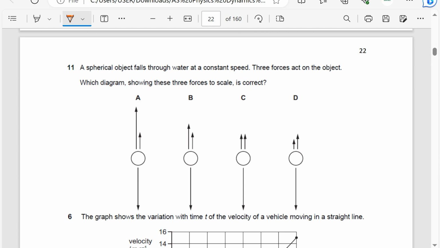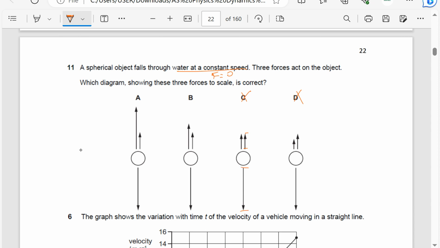If it is falling through water at a constant speed, the resultant force must be zero. So when you combine the two, you should get the force in opposite direction. So D and C are automatically out, because when you measure the length of these arrows and combine them, you may not get this. Let me check.